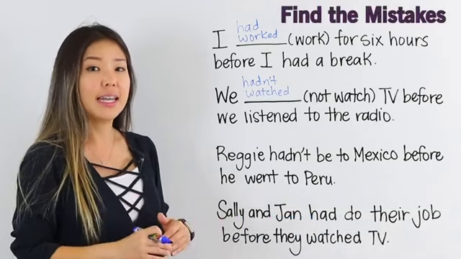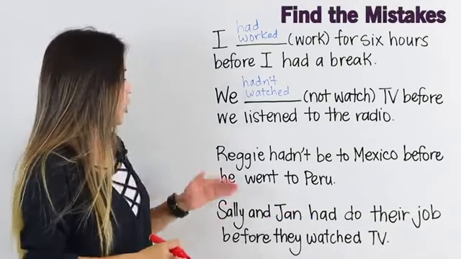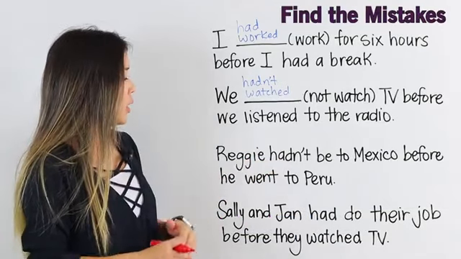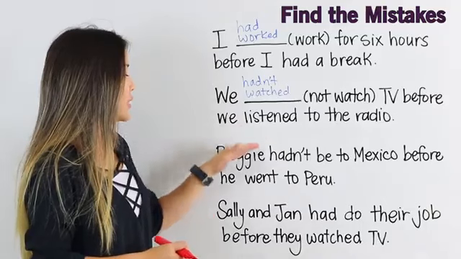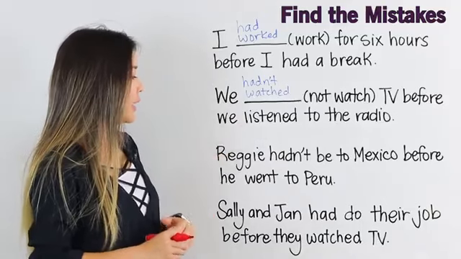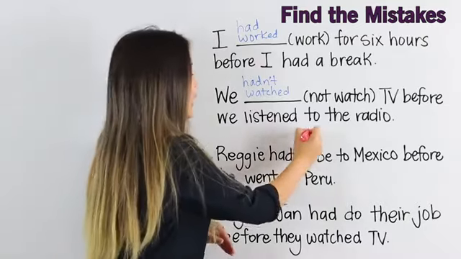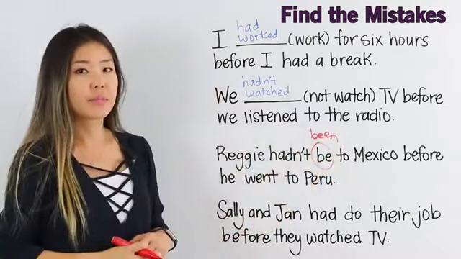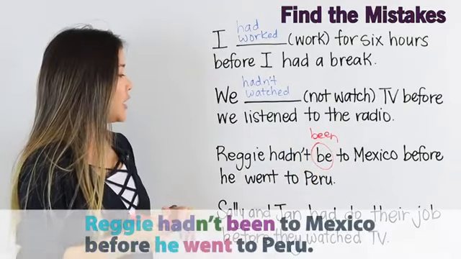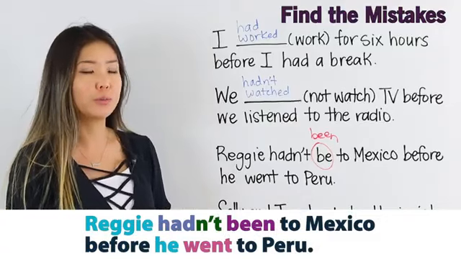Now, find the mistake in the next sentence. Reggie hadn't been to Mexico before he went to Peru. Well, we have the subject here, and for the negative, hadn't is correct. However, we need the past participle of the verb be. So the correct answer is Reggie hadn't been to Mexico before he went to Peru.